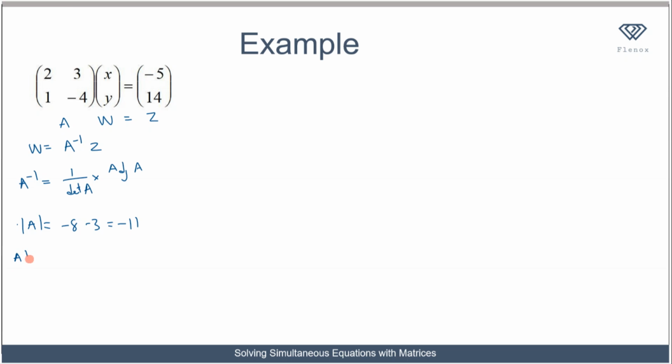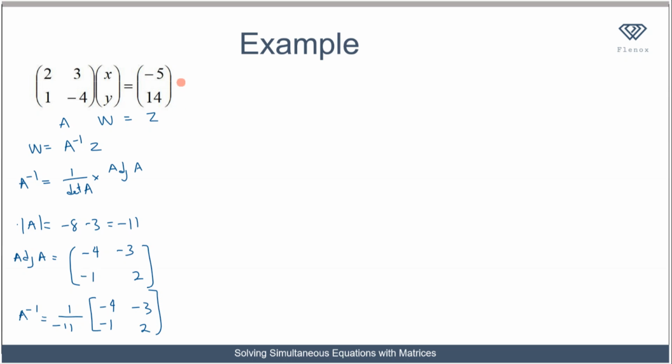Now the adjoint of A: I need to swap the first diagonal, so I have minus 4 and 2 over here, but I leave the other diagonal where it is and change its polarity, so I just include the minus. So this is the adjoint of A. The inverse of A will be 1 over the determinant, which is 1 over minus 11, times the adjoint of A, which is minus 4, minus 3, minus 1 and 2.